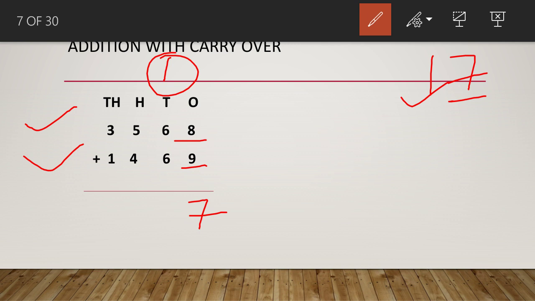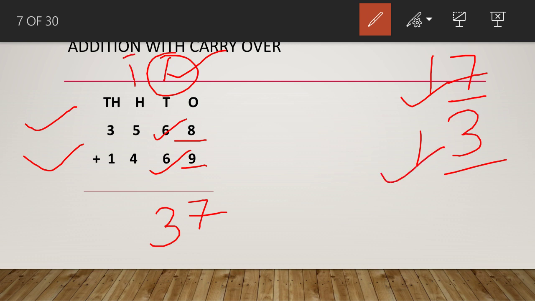So the numbers which are at the tens place are now 1, 6 and 6. So now we will add the numbers which are at the tens place. The sum of 1, 6 and 6 is 13. So the number 3 we will write at the tens place and we will put this 1 at the hundred place as carryover.